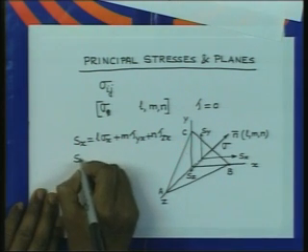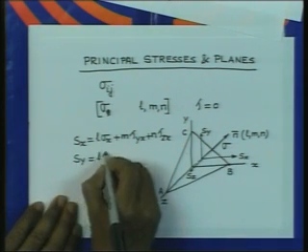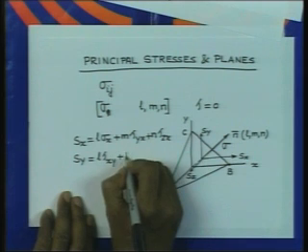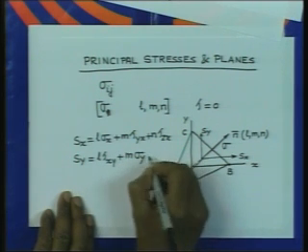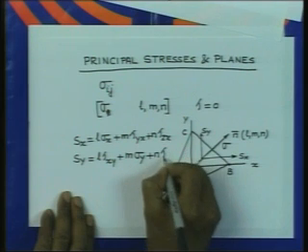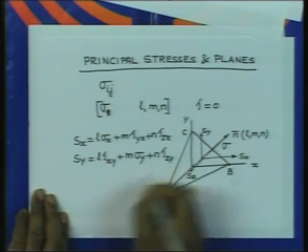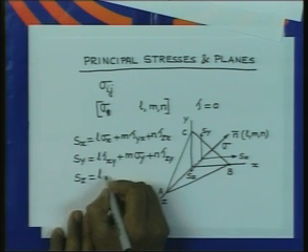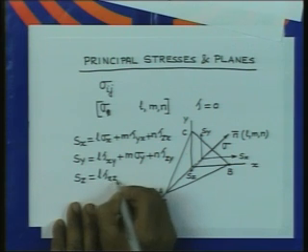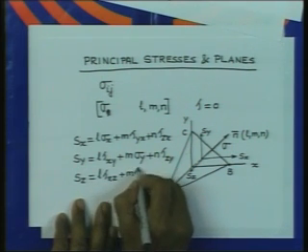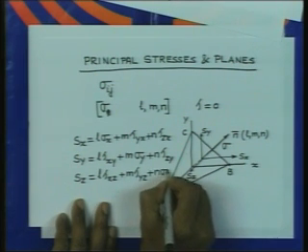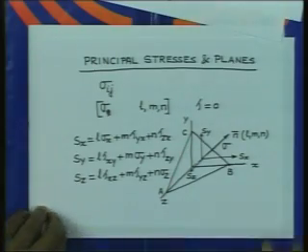Similarly, Sy is equal to L tau xy plus M sigma y plus N tau zy. Sz is equal to L tau xz plus M tau yz plus N sigma z. These are the tractions on this plane ABC.